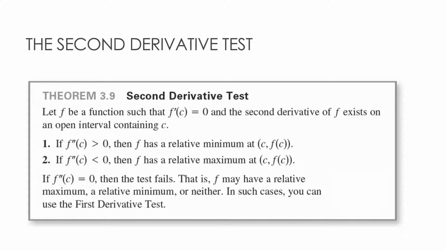So again, here's the official definition. If f double prime of c is greater than 0 or positive, then f has a relative minimum, because again, if it's positive, it's concave up, which means a minimum, and if it's negative, it's concave down, which means a maximum. If f double prime of c is equal to 0, the test fails. That means we don't know what's there. In that case, we have to use the first derivative test.